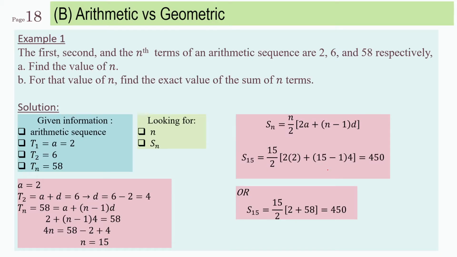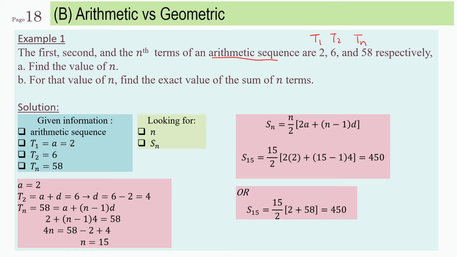Okay, so let us look at the first example for arithmetic versus geometric. Example 1 says the first, second, and nth terms of an arithmetic sequence. This question is very kind, because it tells you that it is an arithmetic sequence. And the first is T1, this one is T2, and this one is Tn respectively. When they tell us this is T1, directly I say this one is A.